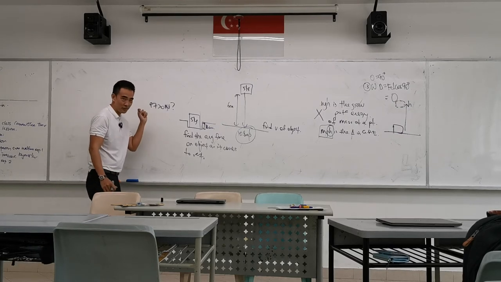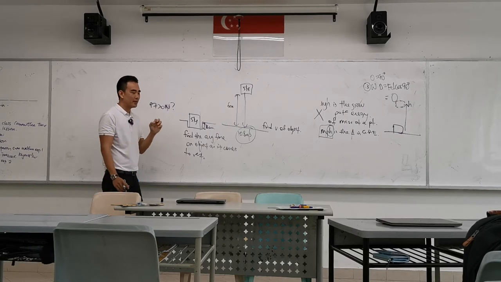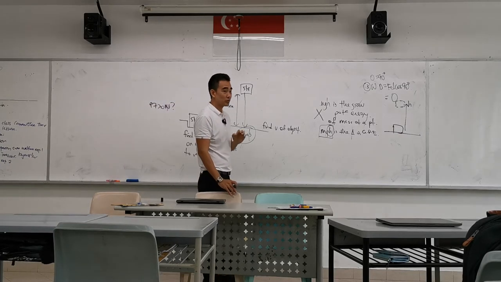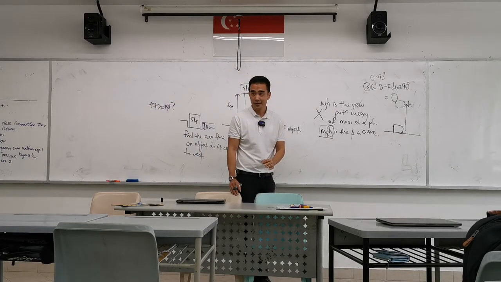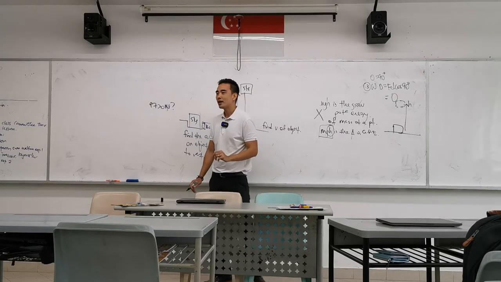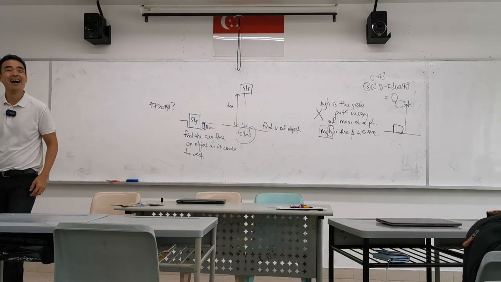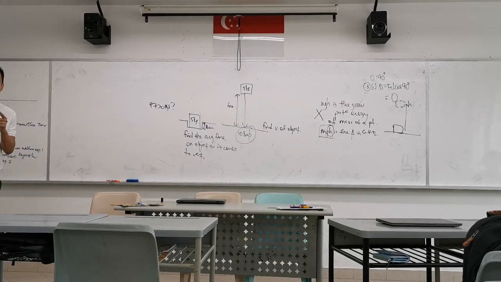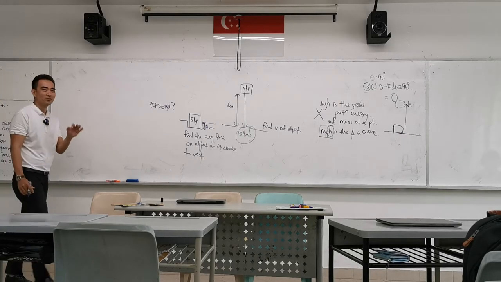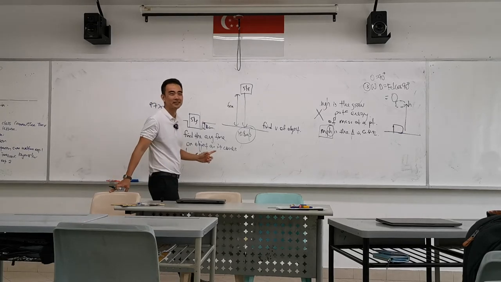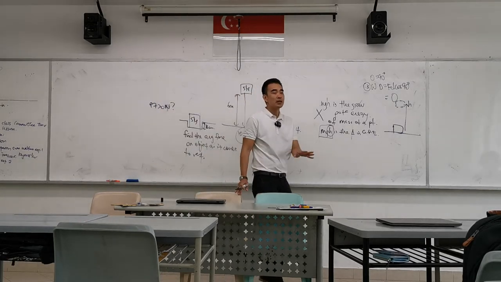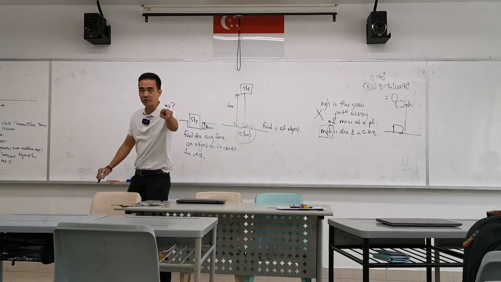But if you got 9720, you assume that the work done by the ground reduces the KE to zero, right? Agree or not? Yeah. What happened to the loss in GPE? Yes, you forgot about that. And that's one of the most common mistakes in this kind of question.